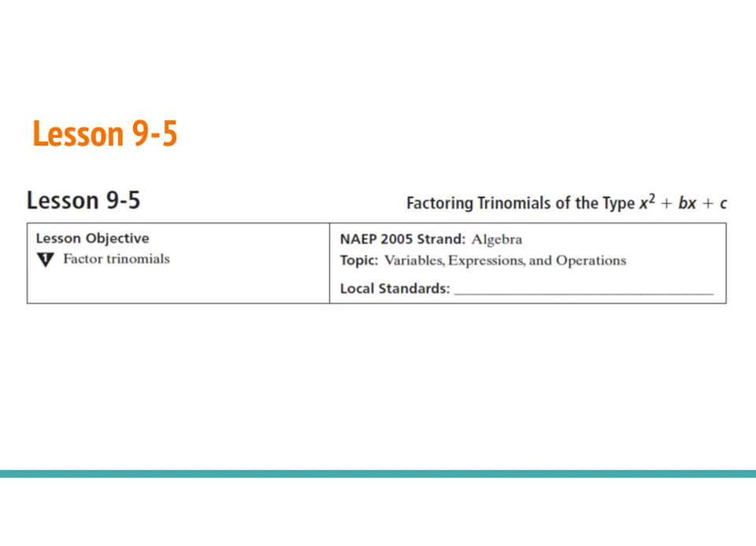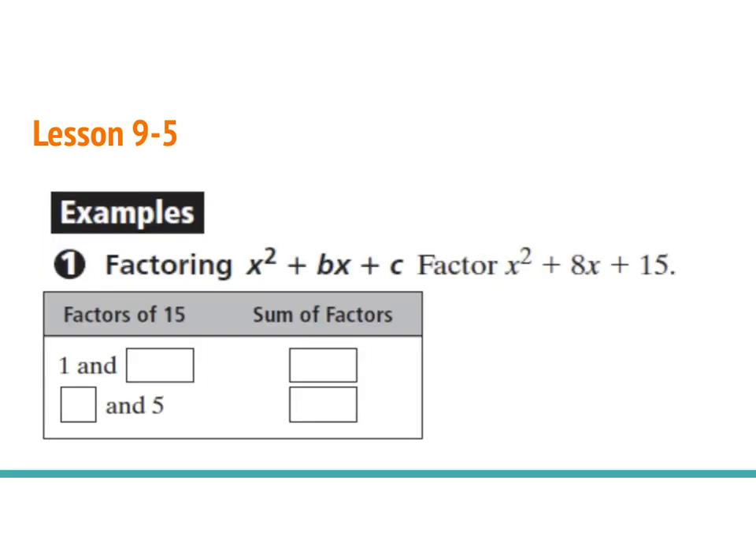And there are reasons for why we would want to factor our trinomial into the two binomials that created it, and we'll learn about how to use that here at the end of this unit. So let's start with our first example. We've got x squared plus 8x plus 15.